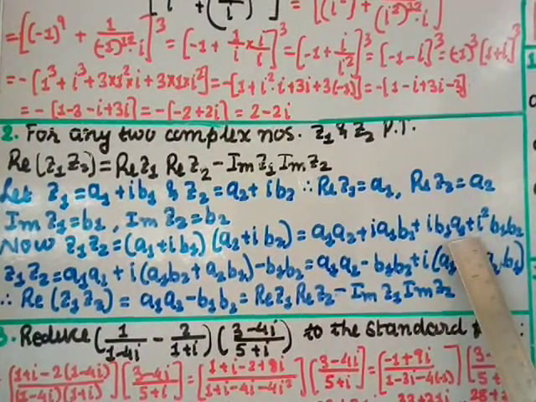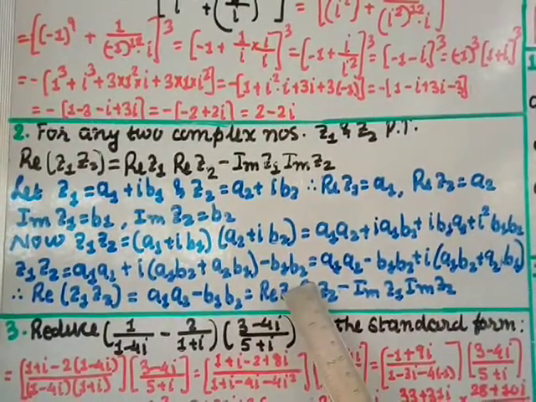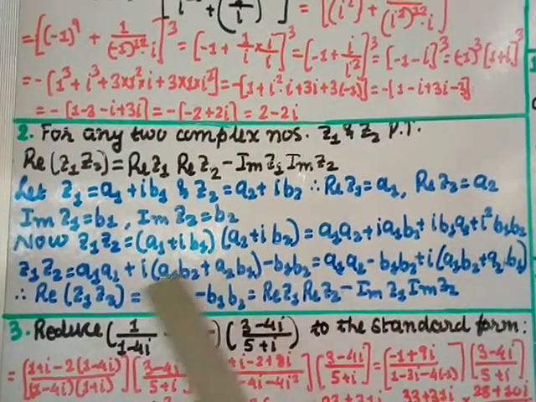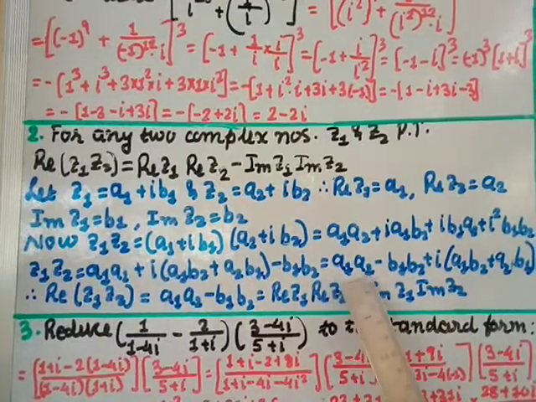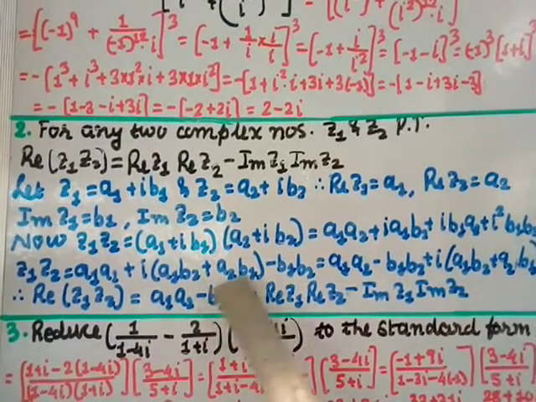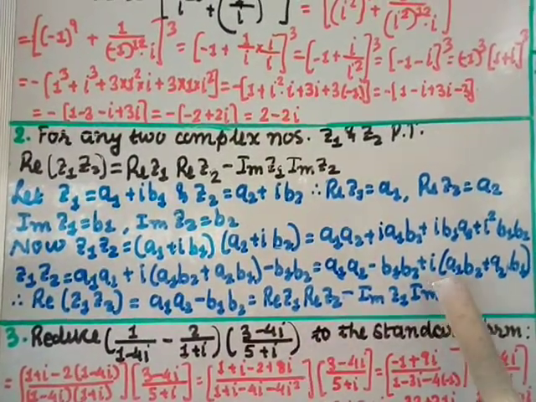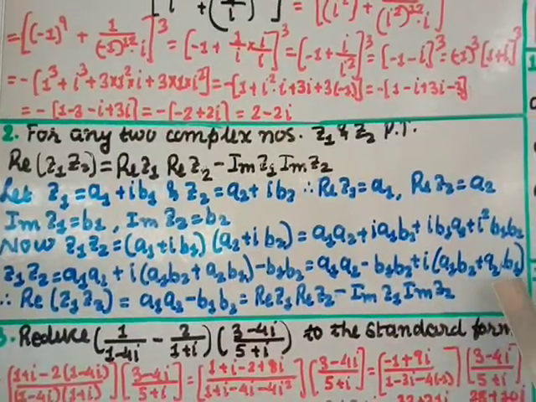Why? Because i square is minus 1, so minus b1 b2. Now this is the real part, so bring it with the real part. So it is a1 a2 minus b1 b2, equal to, and this is the imaginary part because it has got i, so i into (a1 b2 plus a2 b1).